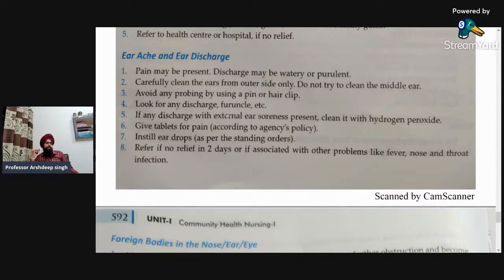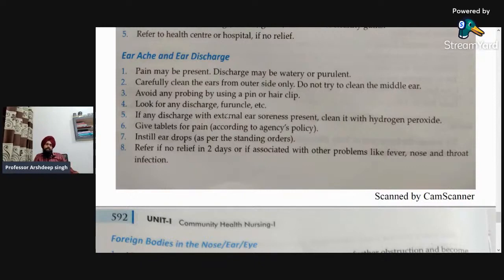Only the outer ear must be cleaned. Avoid any probing by using a pin or hair clip; these should not be used while cleaning the ear. Look for any discharge or purulence, furuncle, etc. And if any discharge with external ear soreness is present, clean it with hydrogen peroxide. That is a very good thing.